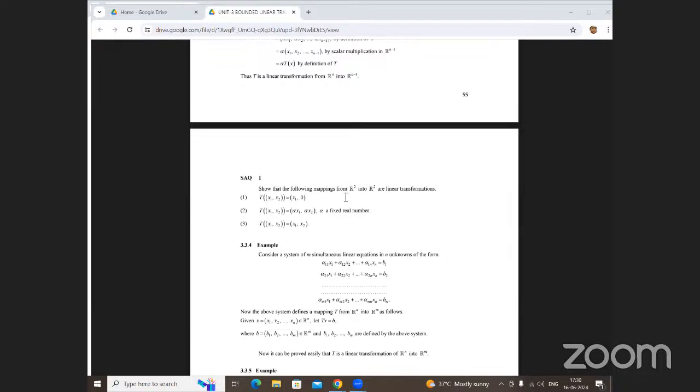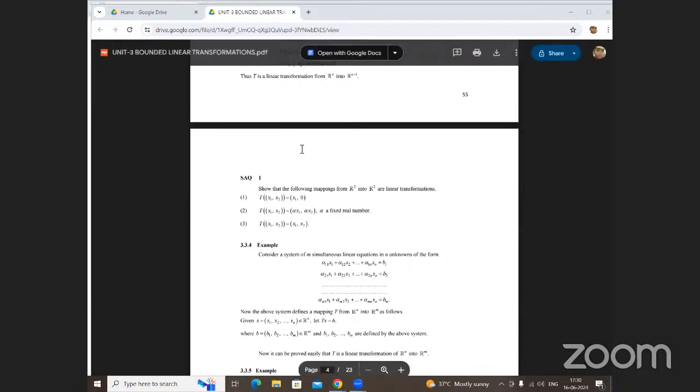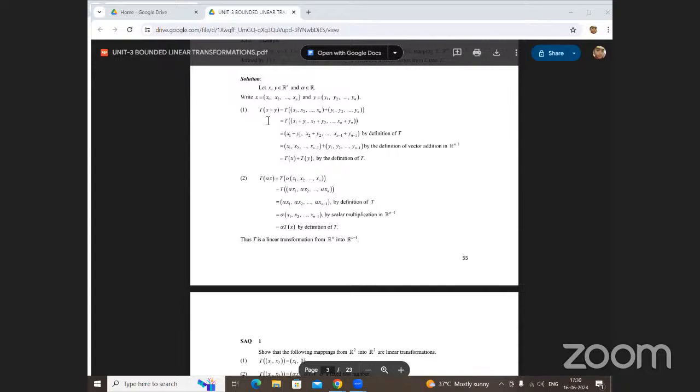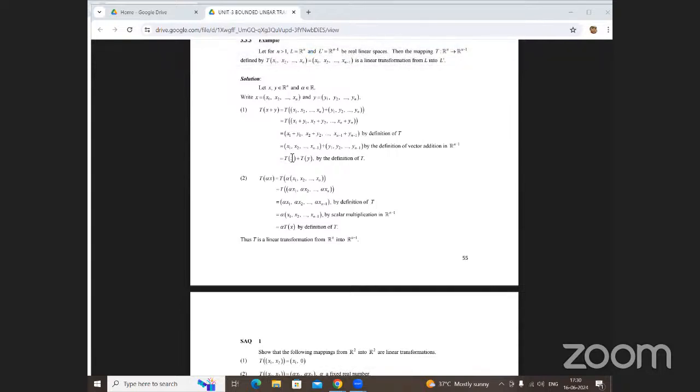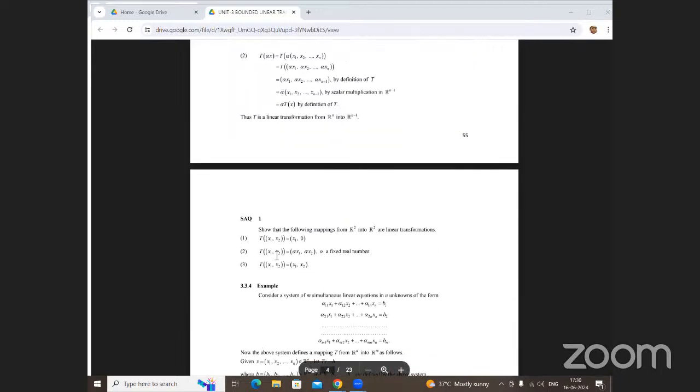So the given map T goes from R square to R square, and by definition T of (x1, x2) equals (x1, 0). We must prove whether T mapping R square to R square is a linear transformation or not. Linear transformation or not means, as in the above examples, T of x plus y equals T of x plus T of y, and T of alpha x equals alpha times T of x.